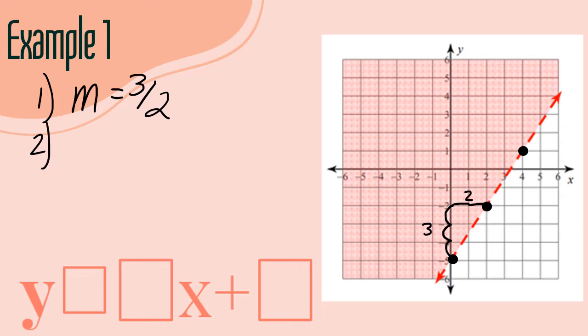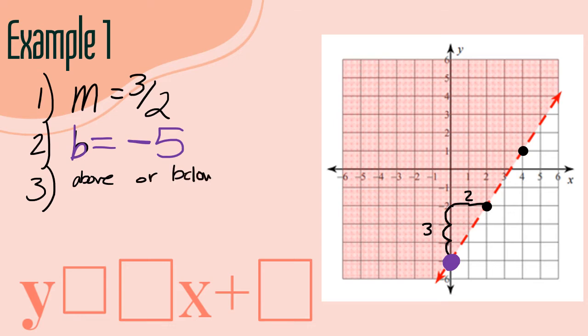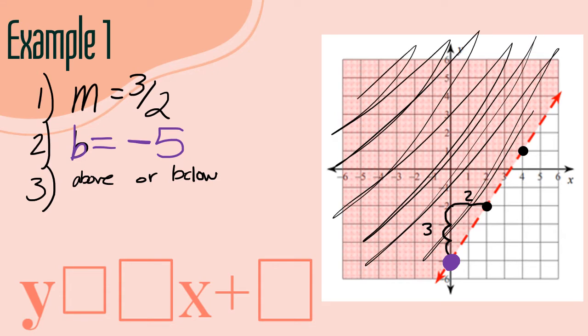Step 2, your b value. Where is it on the y-axis? I'm going to use purple. If I look at the y-axis, I exist on the y-axis at -5. Step 3, we are going to look at if we shaded above or below. What would you say on this one? It looks like I shaded above. If I look at this, this is all higher than the line, above the line. The y values are greater than the line. So that means it's going to be greater than or equal to.